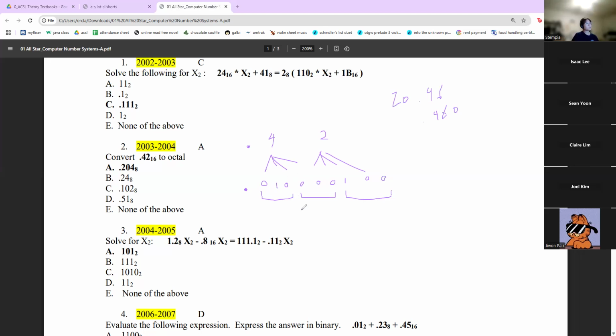0, 1, 0 is going to give us an octal number of 2. This is going to be 0, and this is going to be 4. So 0.42 in hexadecimal in its octal form is going to be 0.204. Any questions about this?